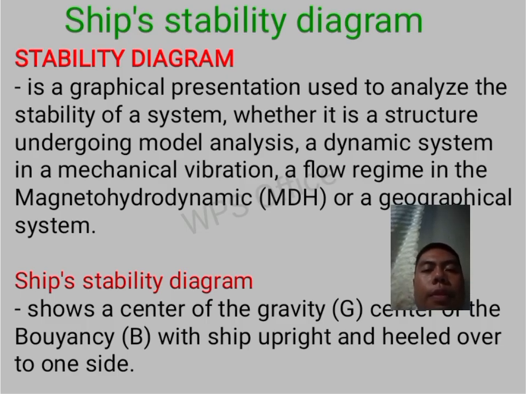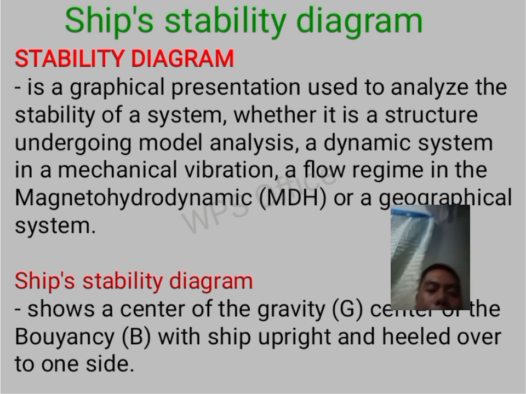Stability diagram. A stability diagram is a graphical presentation used to analyze the stability of a system, whether it is a structure undergoing modal analysis, a dynamic system in mechanical vibrations, a flow regime in magneto-hydrodynamics or MHD, or a geographical system. A ship stability diagram shows the center of gravity and center of buoyancy with the ship upright and held over to one side.